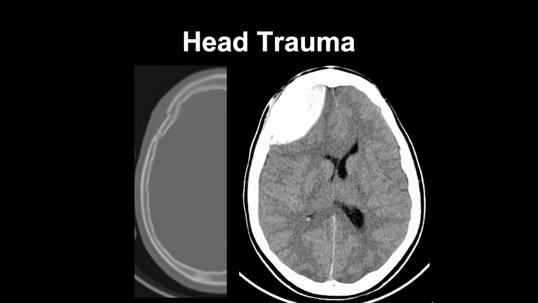Since we're going to start with the most common ones, we're going to start with head trauma because that's the number one cause of intracranial hemorrhage. And we're going to see that there can be different types of intracranial hemorrhage in the setting of head trauma. And the first one that you can see on those images is an epidural hematoma.